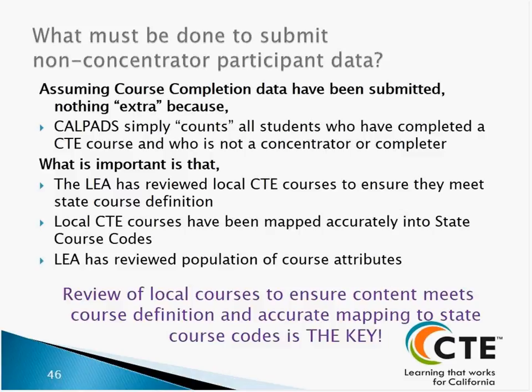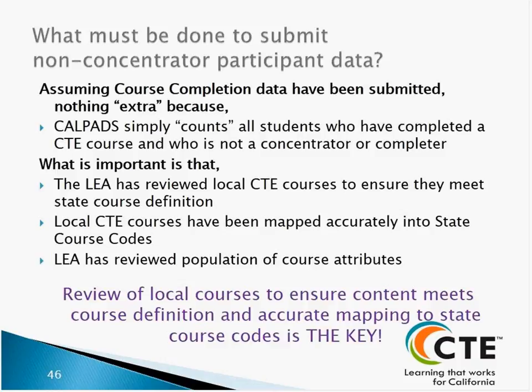So what do you do to submit non-concentrator participant data to CALPADS? All you need to do is basically submit your course completion data, which you're doing for all students, not just CTE students. You don't have to do anything extra. What CALPADS does is simply count all the students who have completed a CTE course who are not a concentrator or completer. So the main thing you need to be concerned about is that you have reviewed your local CTE courses to make sure that they meet the state course definition, that the local CTE courses have been mapped accurately into the state course codes, and that you've reviewed all those course attributes I talked about earlier.